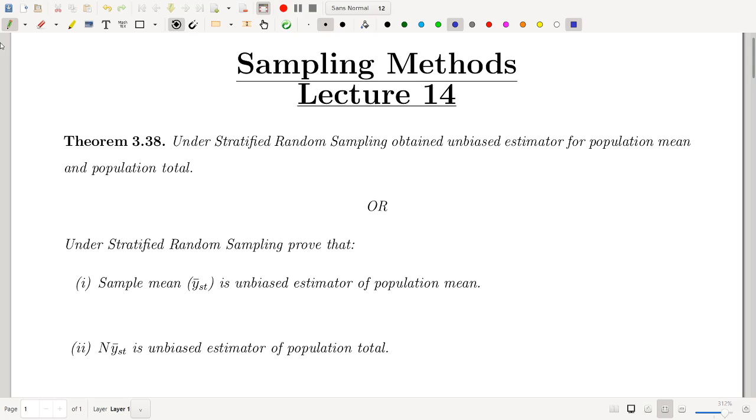So, the first theorem is: under stratified random sampling, obtain an unbiased estimator for population mean, and also an unbiased estimator for population total. So this theorem may be asked like this also.